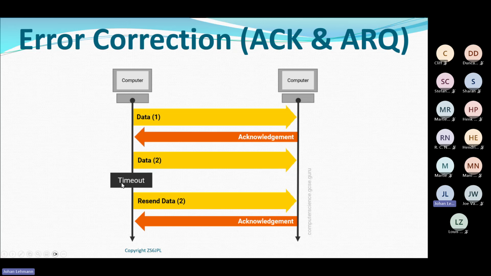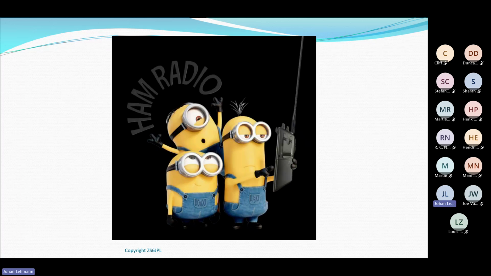If it doesn't receive an acknowledgement, if there's a timeout, it will resend that same data again until it gets an acknowledgement from the other side to say, yes, data received. Okay. You'll see it when you start playing with amateur software. It will keep on sending the same information over and over until it gets an acknowledgement from the other side. That's it. Modulation. Done. Dusted.